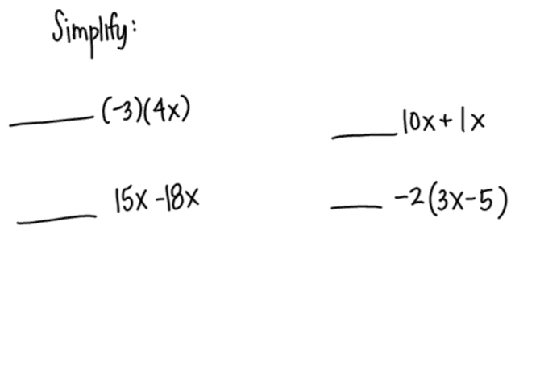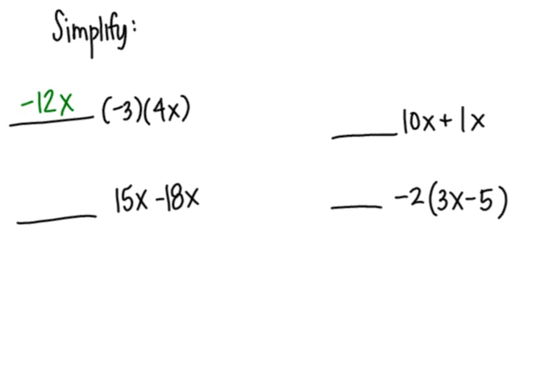In the second part of section 1.7, we're going to talk about variables and combining variable terms. In my first problem, I have negative 3 times 4x. All we have to do is multiply the coefficients, so negative 3 times 4 would be a negative 12 and an x. Remember, your signs are different, so your answer is negative.